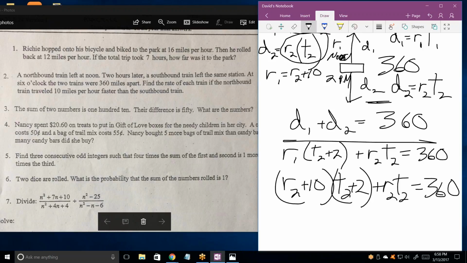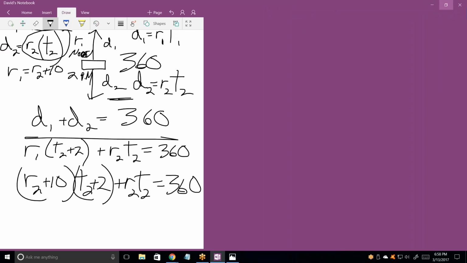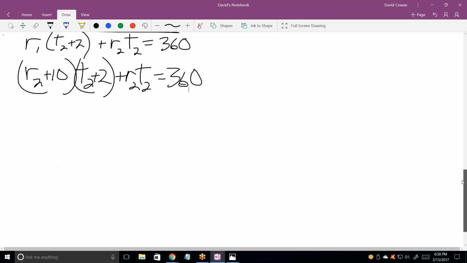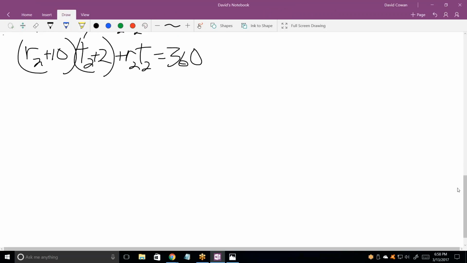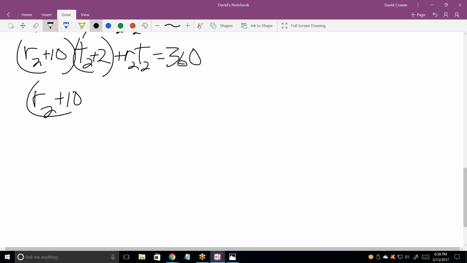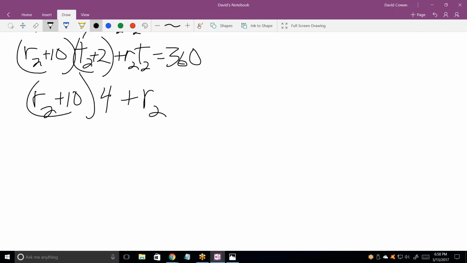Well, for the time it would be 6 hours for the northbound and 4 for the southbound. T sub 2 is 4, right? Yeah, I know it's 4. Thank you. Very good. So now that I know what T sub 2 is, that's 4, because I know T sub 1 was 6, I can substitute 4, and I get R sub 2 plus 10 times 4 plus R sub 2 times 4 equals 360.